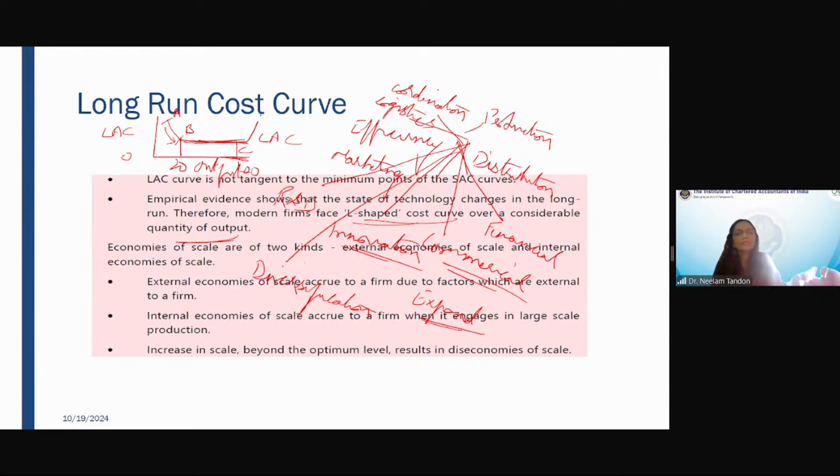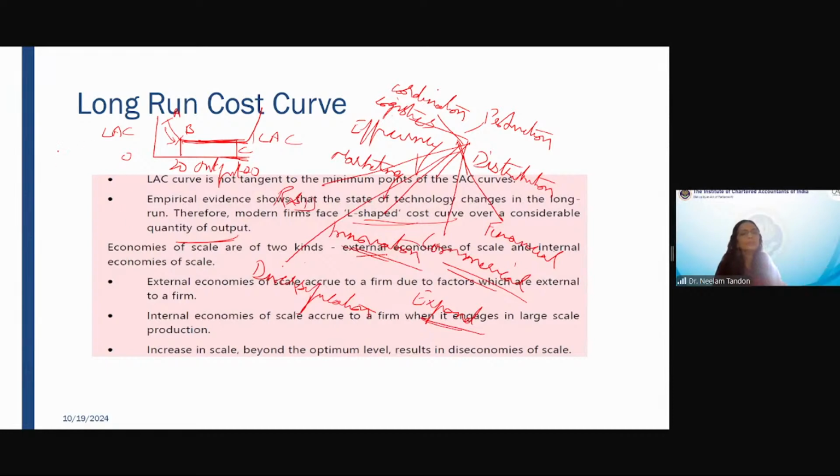But the moment it starts increasing, then what will happen? The cost will go up and the output you will be producing will be less. So companies are working here, L-shaped, okay? L-shaped cost curve. Then economies of scale are of two types. We have external economies and internal.